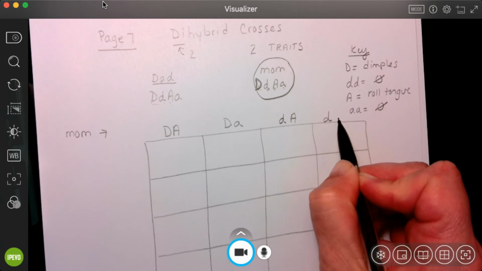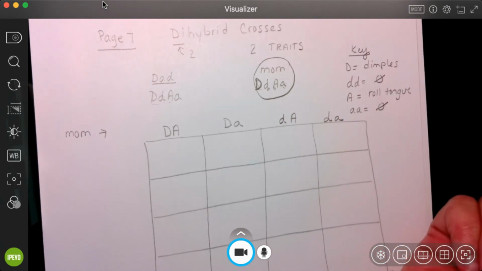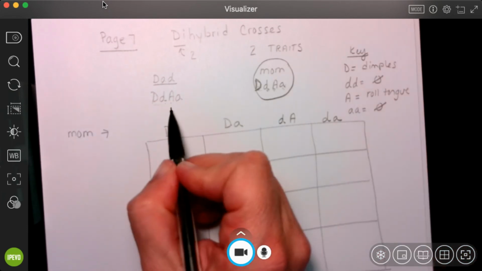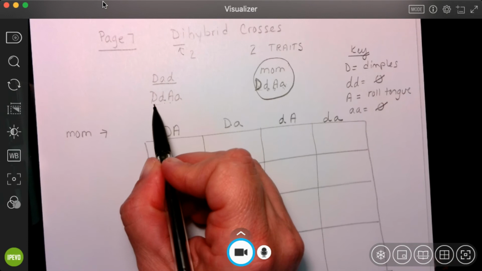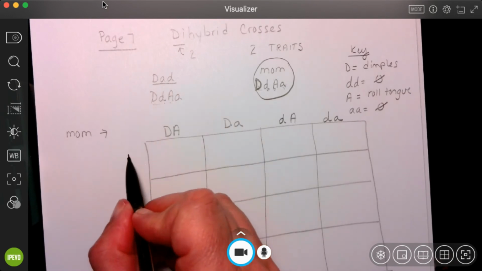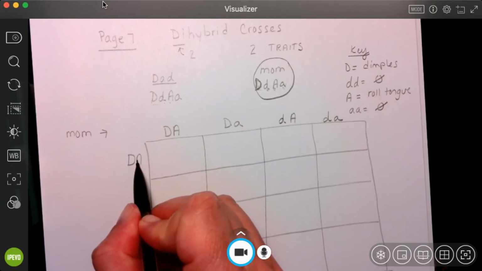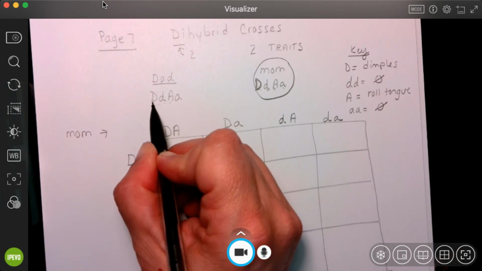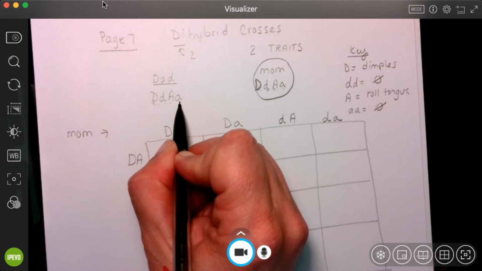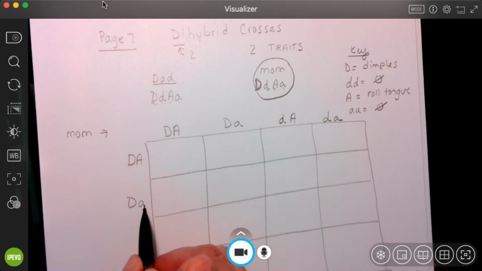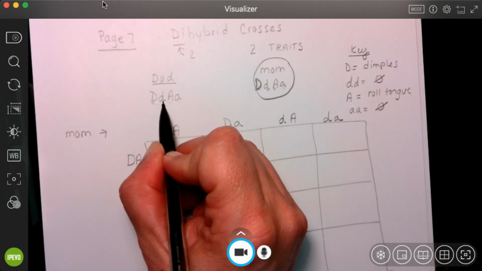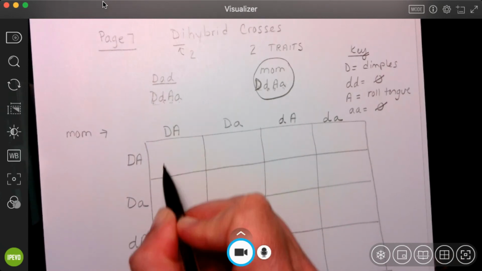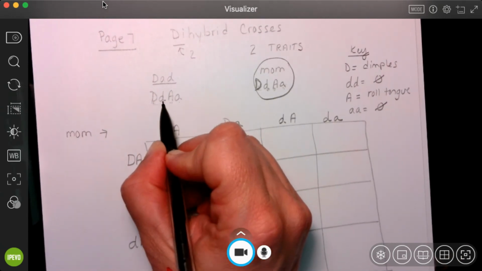We have written all the different possible combinations of D's and A's that the mom can possibly give in the eggs. We're going to do the same thing for the dad. As a matter of fact, the dad has the exact same genotype as the mom, so it's going to be exactly the same. Big D, big A. That's the first of each kind of letter. Outer is going to be big D and little a. Inner is going to be little d and big A. And then the last remaining of each kind is going to be little d, little a.